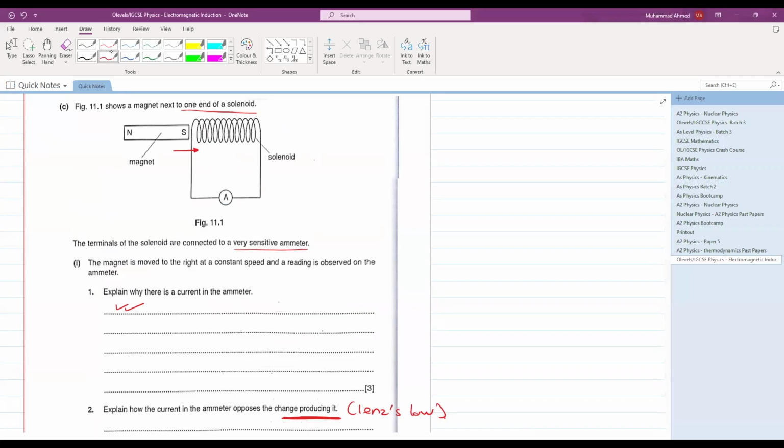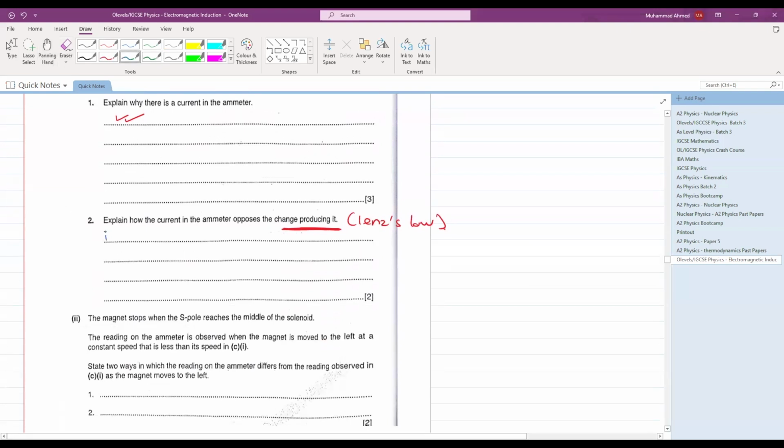The current in the coil causes the solenoid to become a magnet. This current, you can first of all write this: the current in the coil induces magnetism inside the solenoid. Okay.